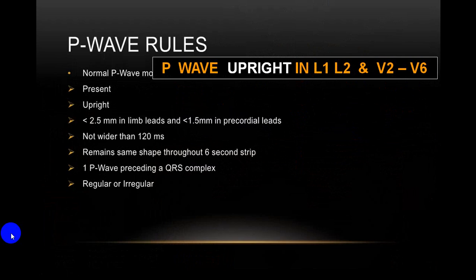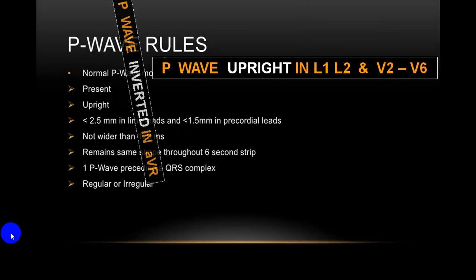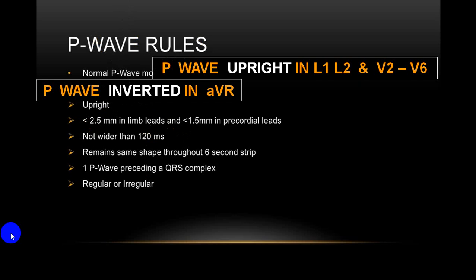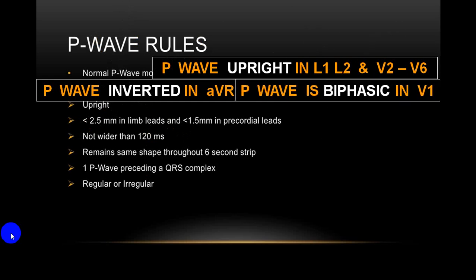This is in a normal person, and the P wave will be inverted in aVR. So the P wave is inverted, the QRS complex is inverted, and the T wave is inverted. The P wave will usually be biphasic in V1.